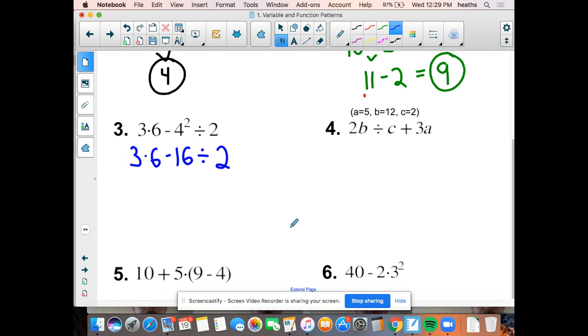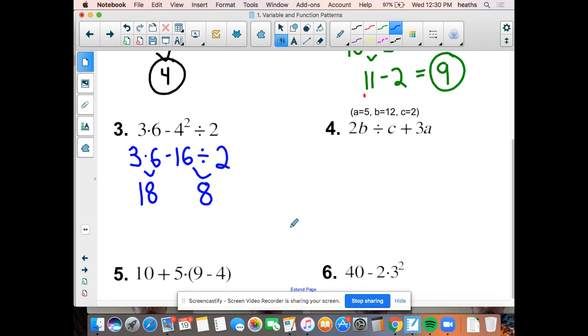So we figured out our parenthesis, or there wasn't one. We did our exponent. Now the next thing we need to do is multiplication and division. And lucky for us, we actually have one of each. So 3 times 6 is 18. And then we have a division problem at the end of the expression, which is 16 divided by 2. 16 divided by 2 is going to give you 8.